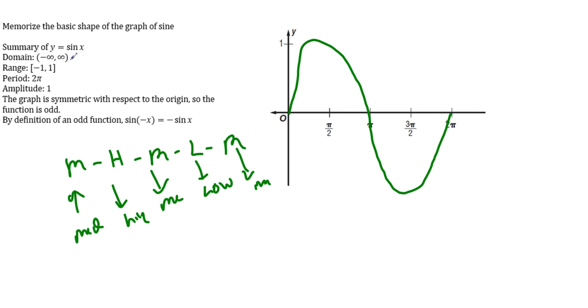So summary for sine: domain is all real numbers. Your range is limited between 1 and -1. Here's -1 down here. Your period is 2 pi, your amplitude is 1, and it's symmetric with the origin. Okay, so that makes it odd. Remember, odd is f of negative x is equal to negative f of x. All right, so it's symmetric with the origin.